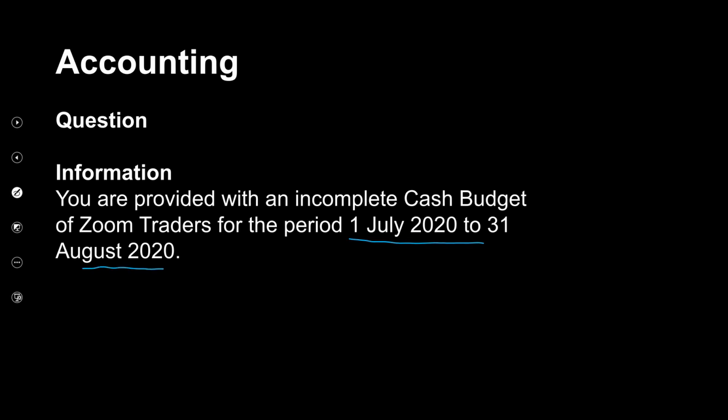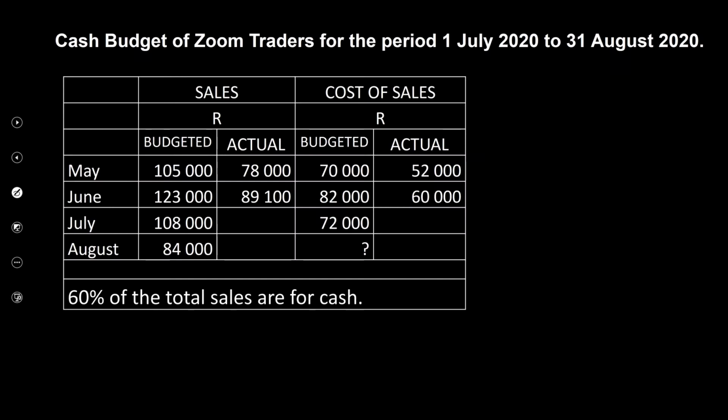And what else do we know? We are told that these are my sales figures and these are my cost of sales figures, obviously for the period July to August. The question arises, why have they given us May, June, July, August? Obviously, that will become evident when we actually do the question to see how this information will impact on my budget periods of July and August.